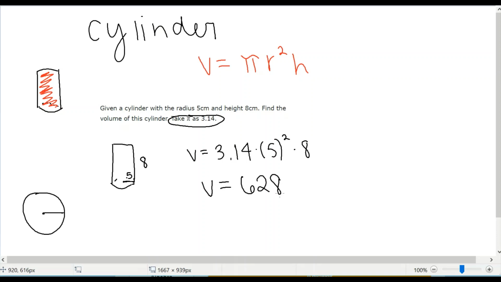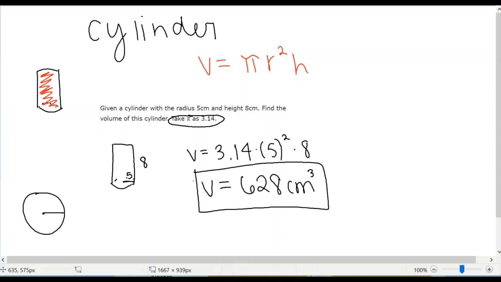You guys know I'm a stickler for the labeling, so make sure you label units if they give you them. We've got centimeters, and since we're talking about volume, that would be cubed, centimeters cubed. So that would be our answer. This is the most straightforward type of problem that you'll get.